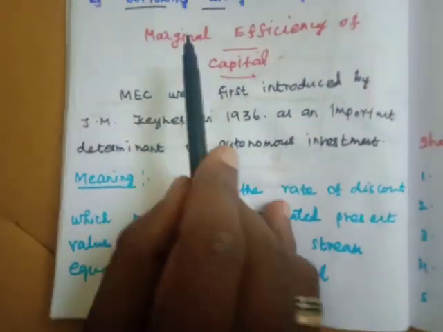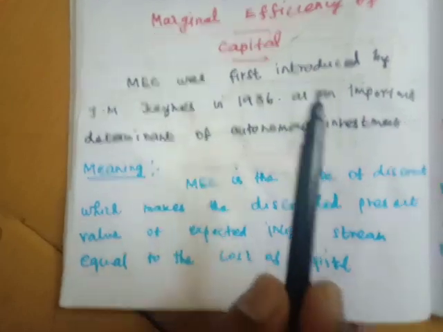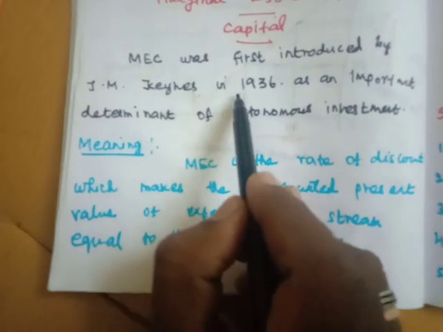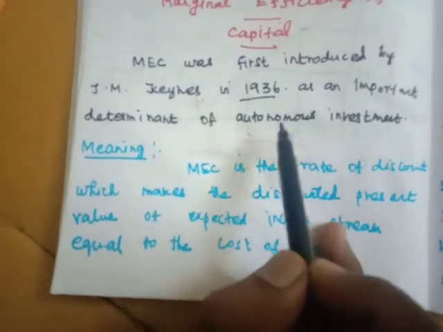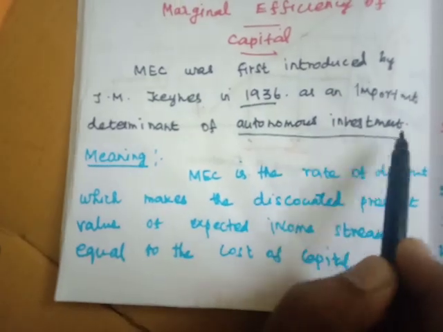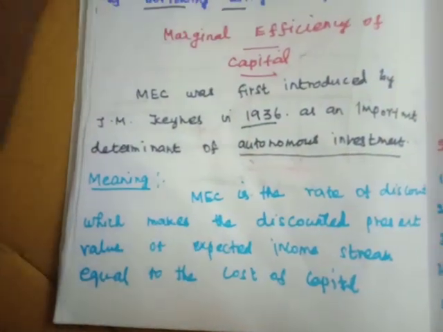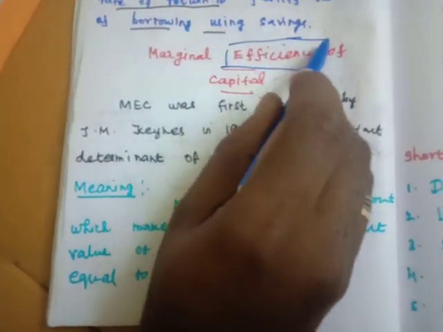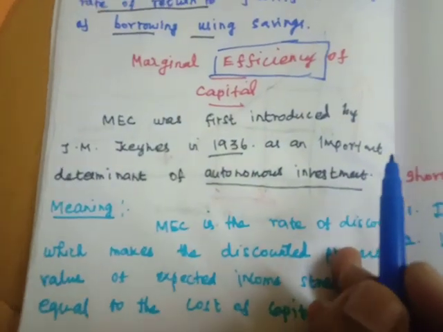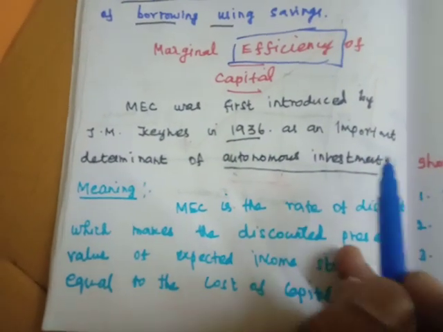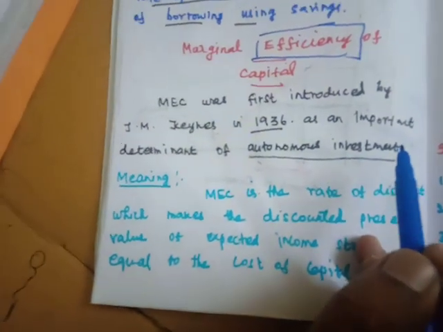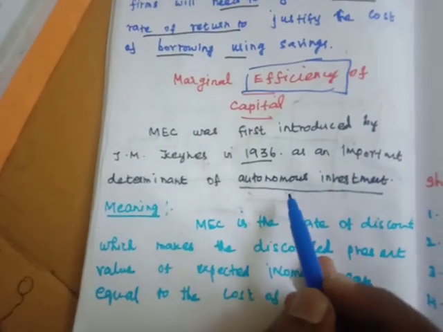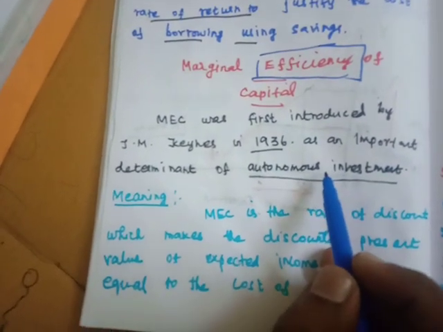Next we will move to the marginal efficiency of capital. The marginal efficiency of capital was introduced by J.M. Keynes in 1936. It is a very important determinant of autonomous investment. For example, what is the return or efficiency of capital invested by the government, to invest in constructing roads, colleges and the like. So marginal efficiency is an important determinant of autonomous investment by the government.